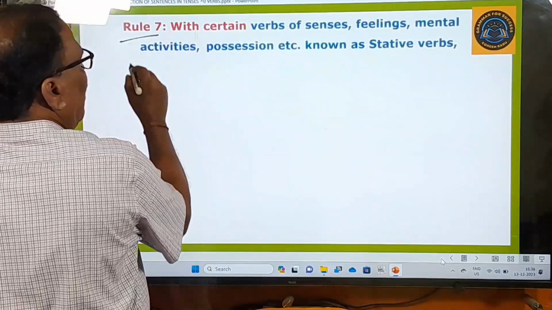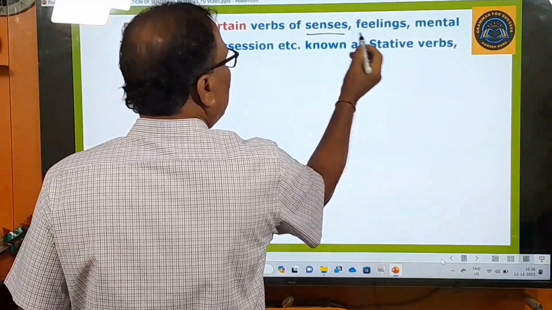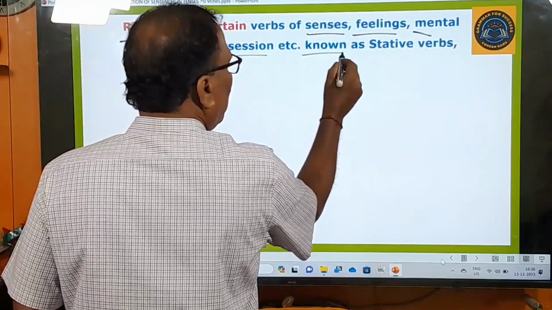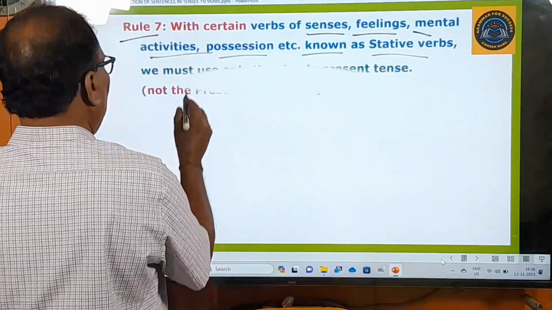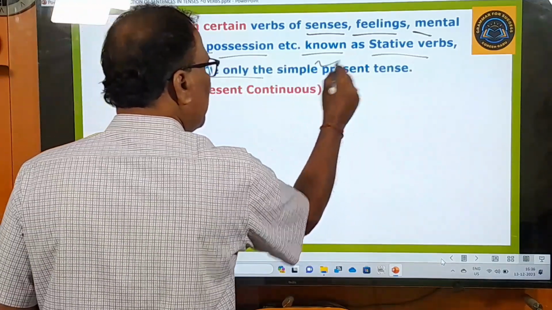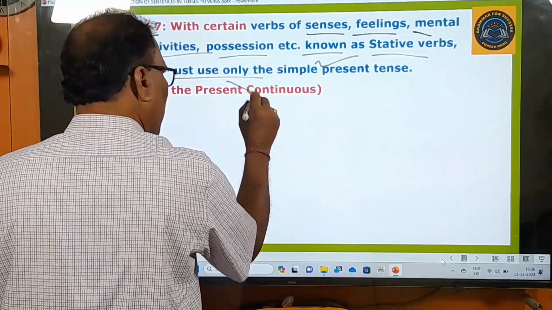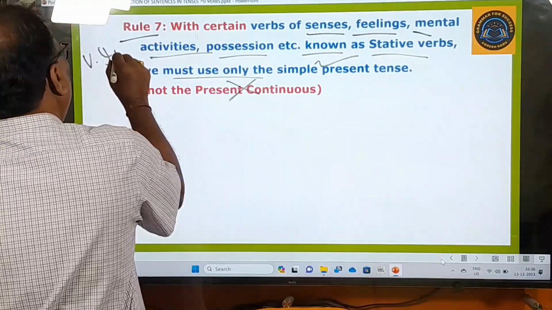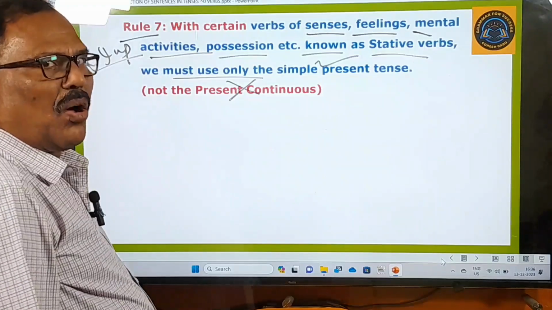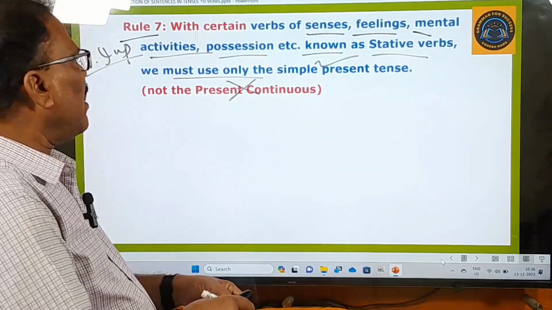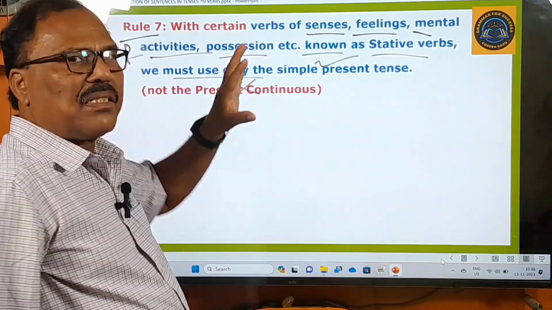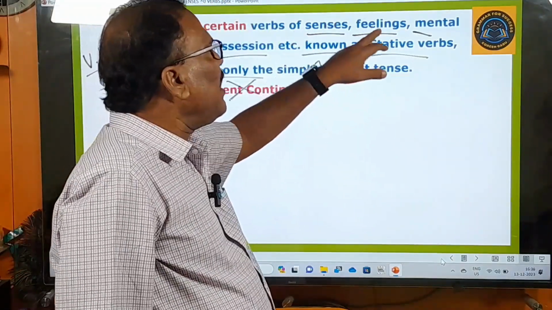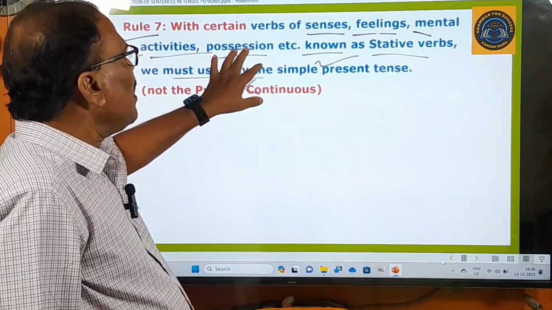Rule 7 is there. With certain verbs of senses, feelings, mental activities, possession, etc., known as stative verbs, what is that? We must use only the simple present and not the present continuous. Remember this. This is going to be a very, very important rule for all your competitive examinations. So here in the English language, there are certain verbs that indicate senses, feelings, mental activities, possession, etc.